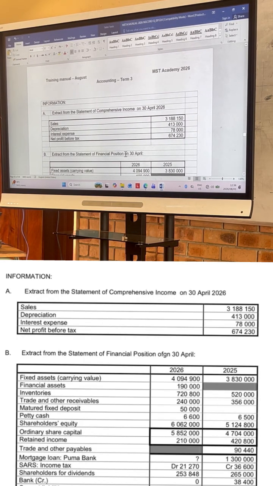Okay, remember, how do we get net profit after tax? We say net profit before tax minus income tax, then we get our net profit after tax. Now, can we go to our information? Do you see your net profit before tax? How much is our net profit before tax?